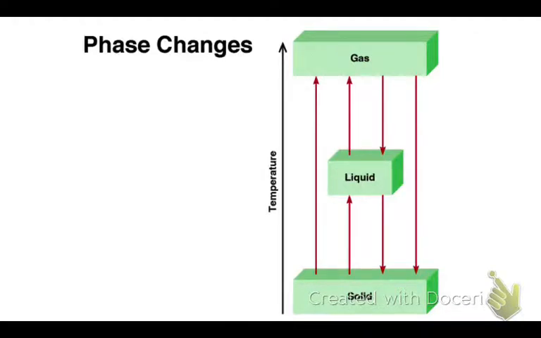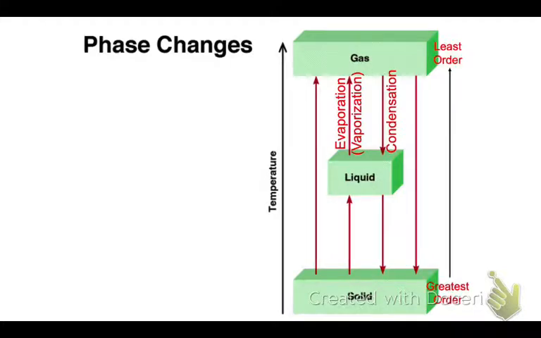So when we look at the changes, for example, when we go from gas to liquid, this process is known as condensation. But when we go from liquid to gas, then that is the evaporation or vaporization. When we go from gas to solid or solid to gas, solid is the greatest order when things are so close to each other, and gas where things are so scattered and far away from each other, so this is the least order.